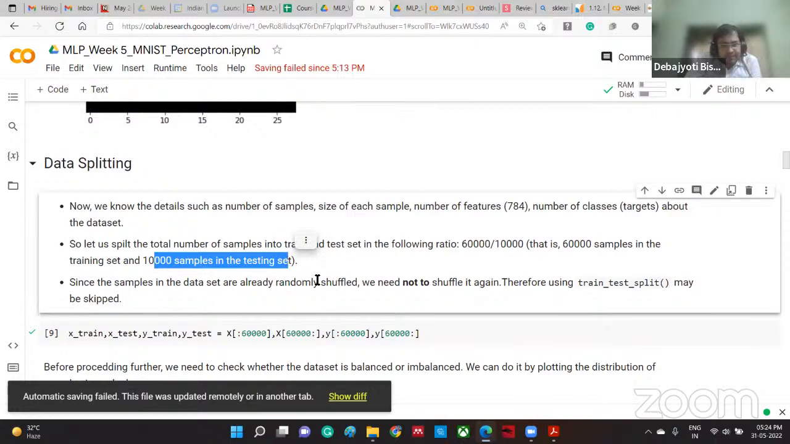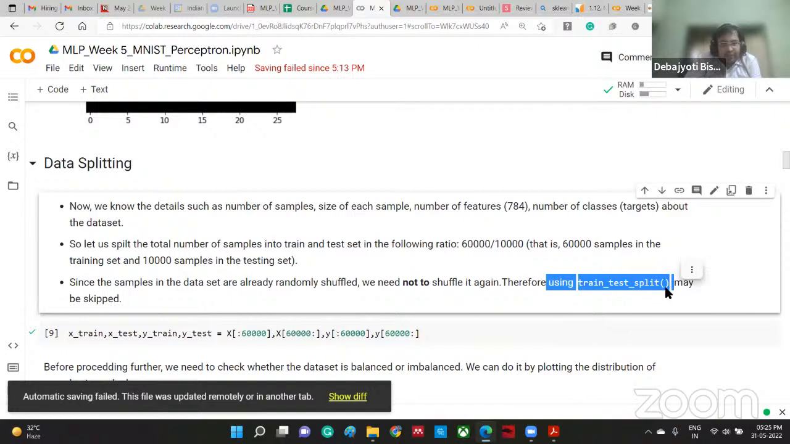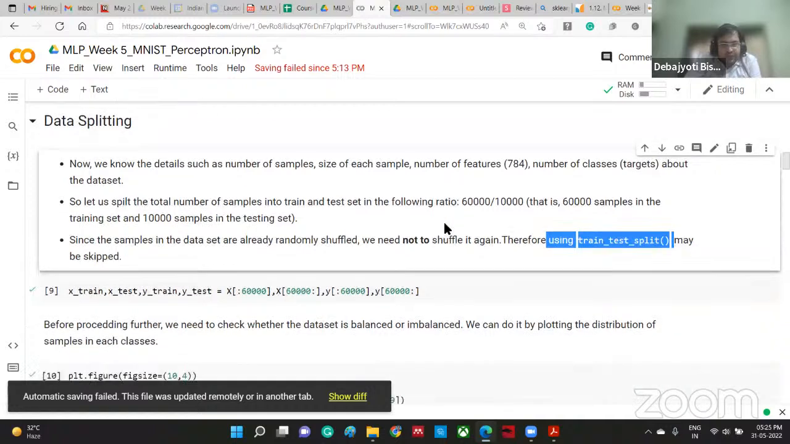And as the samples are randomly shuffled, we are not shuffling it again. So we are just doing a train test split, which may also be skipped. Okay. So we can remove the train test split as well, because we do not need to shuffle it. It's already randomly shuffled.